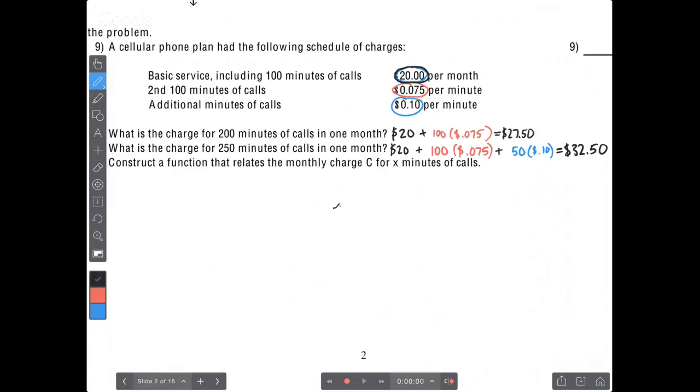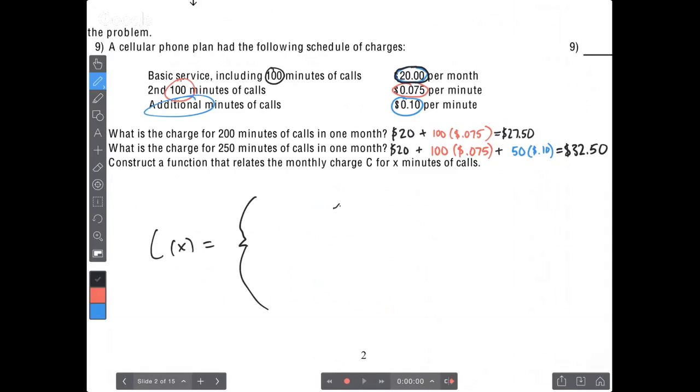$32.50. Construct a function that relates the monthly charge C for X minutes of calls. So I'm thinking of calling it C of X. And I'm thinking it looks piecewise, and it's got 3 different domain restrictions: domain restriction number 1, number 2, and number 3.